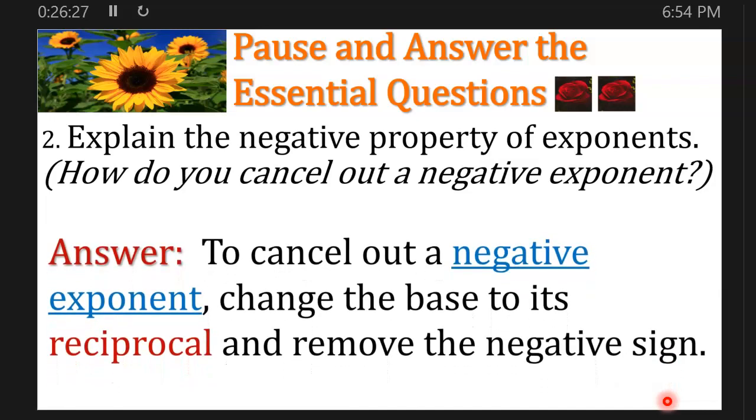Okay, the answer is to cancel out a negative exponent, change the base to its reciprocal, and remove the negative sign. So you're going to flip it around basically and remove that negative. So if it starts off in the denominator, move it to the numerator and get rid of that negative. Okay, if it starts off in the numerator, move it to the denominator and get rid of the negative.